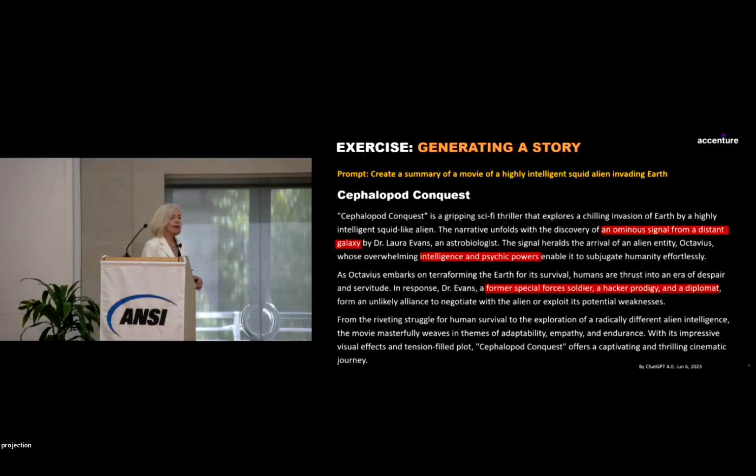But you'll see it comes back with a storyline of how this squid, our cephalopod, came from a distant galaxy, that it has intelligence and psychic powers, and it even starts to give us characteristics of our heroine in this movie. So very quickly, it gives us a kind of package story to get started with. Now, this might not be the right story, but it's a place to start. And I think the interesting part is it's kind of a jump start to get us going to ask the next question or to tune that story. And this is the part where we think about using this more as kind of that co-pilot tool versus the creation of content and just putting it out there wholesale.